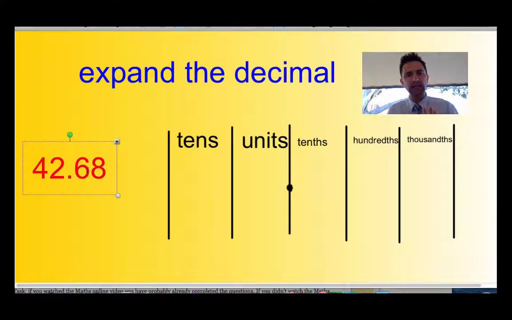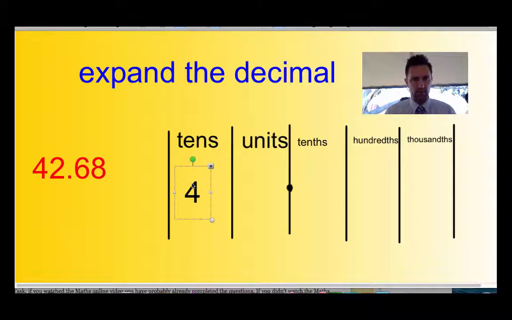Okay, so guys, when you see a question like this, expand the decimal, and it says expand 42.68, it's just asking you to put the correct numbers in the correct columns over here. So how many tens are there? There's 4, so you'd write a 4 over here. How many units are there? There's 2, so you'd write a 2 over here.